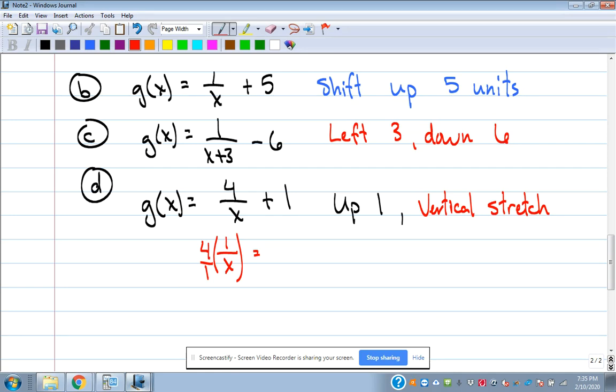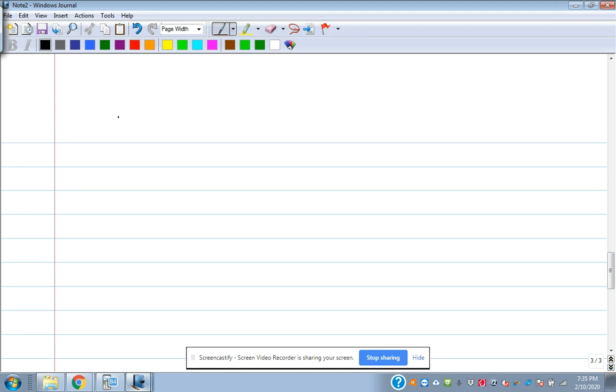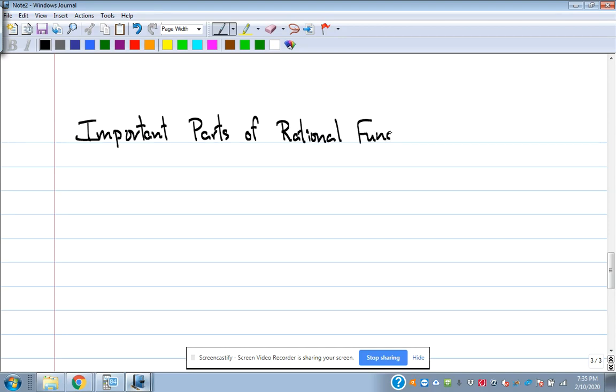So let's talk about some important parts of rational functions. These are the things that one needs to memorize for this particular set of material that we're doing here. So, important parts of rational functions.